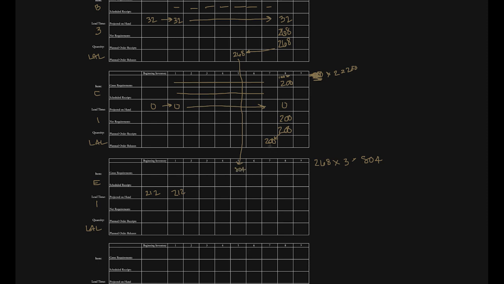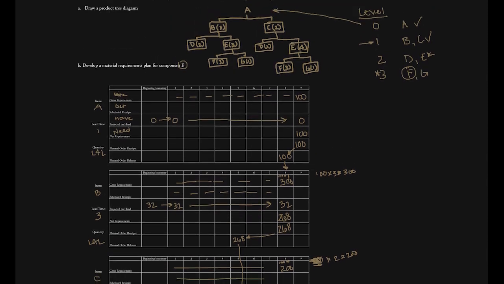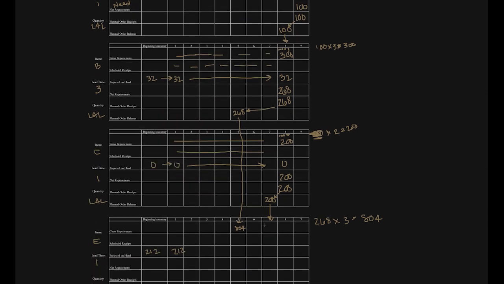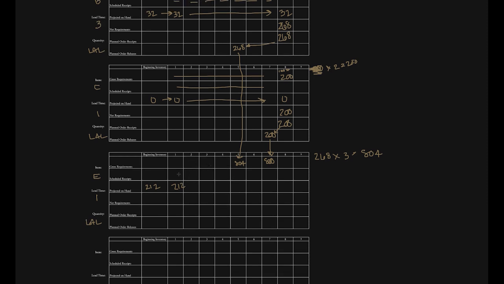And then we also have another order coming down from part C, which is 200 C's. But we have to ask ourselves how many E's go into each C. Let's take a look back at our tree. We have 4 E's for every C, which is going to be 800, 200 times 4, 200 units of C times 4E will give us the total gross requirements there. There's nothing about scheduled receipts anywhere through it, and there's no other demand requirements.